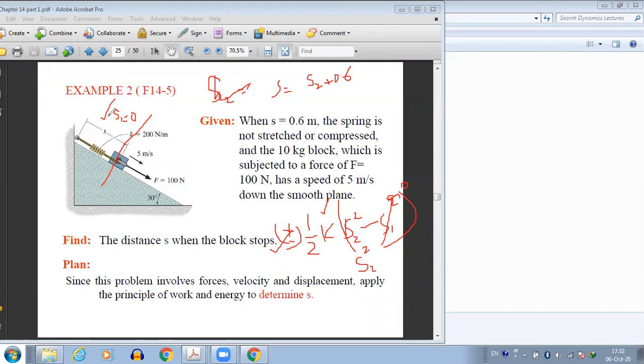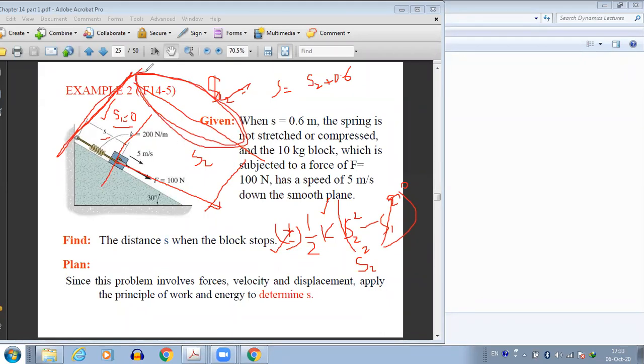I don't know whether I'm able to give you the understanding or not. You have to understand, this length is S. This is 0.6. When this is 0.6, S1 is 0. When this is stretched, let's say it comes to this point, and here is S2, then S will be from our reference point. So it will be S2 plus 0.6. That will be the total S. Here S2 we are saying as a stretch.